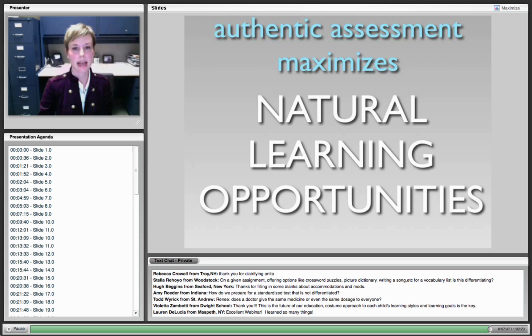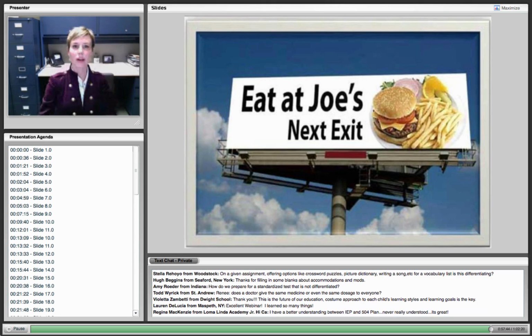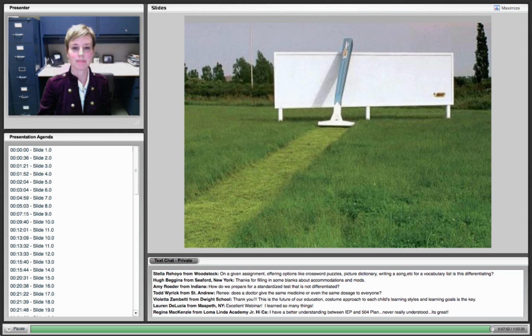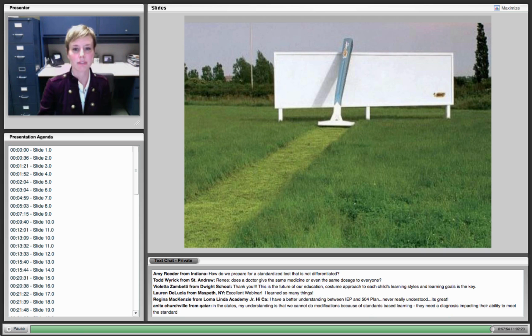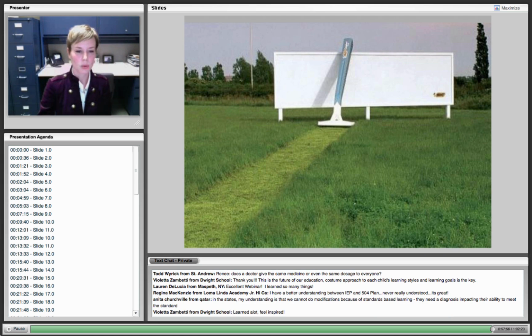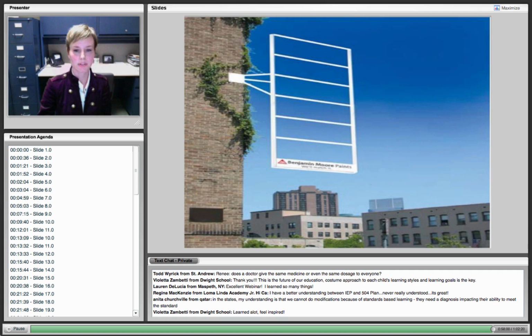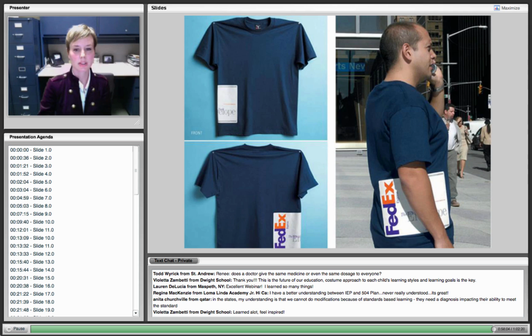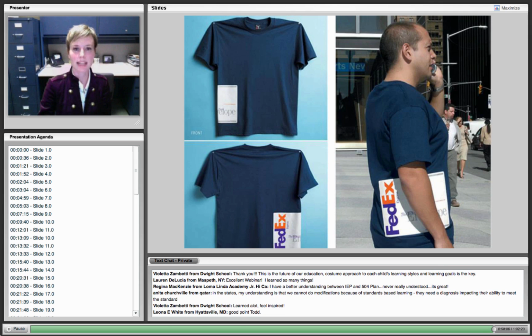All right, so authentic assessment measures how students are performing in natural learning opportunities, and I want to give you a quick analogy. This is a billboard you might see on the side of the road. It's stuck there in your natural environment. This ad is different, qualitatively different. Bic Razor ad with the lawn mowed to it. This one is different. Benjamin Moore paint ad. This one is different. These are all qualitatively different.